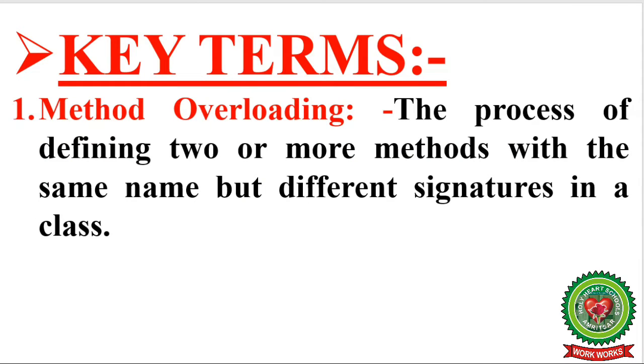First key term is method overloading. The process of defining two or more methods with the same name but different signatures in a class is known as method overloading. It is also known as polymorphism.